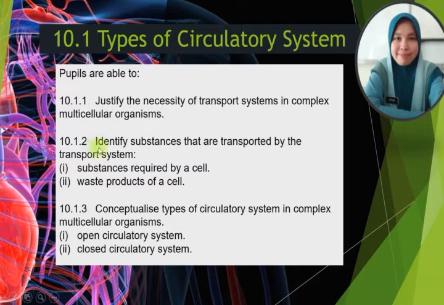Then number 2, identify substances that are transported by transport systems, that refer to the substances required by a cell and also waste products of a cell. The last one for today, conceptualize types of circulatory system in complex multicellular organisms. So you have to conceptualize the open circulatory system and also closed circulatory systems.